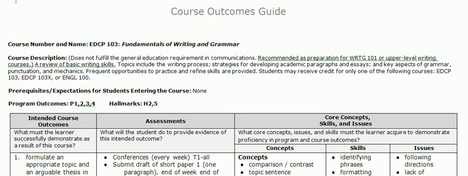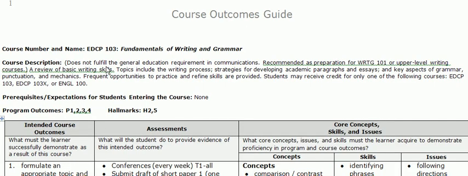By the way, I should mention that we also have a proposed revision to the course description of EDCP 103. The proposed revision is at the top of the document. A review of basic writing skills. Topics include the writing process, strategies for developing academic paragraphs and essays, and key aspects of grammar, punctuation, and mechanics. So it's very short and to the point.